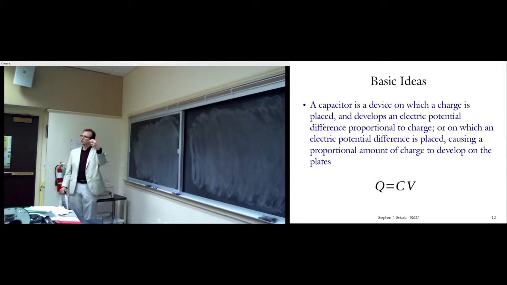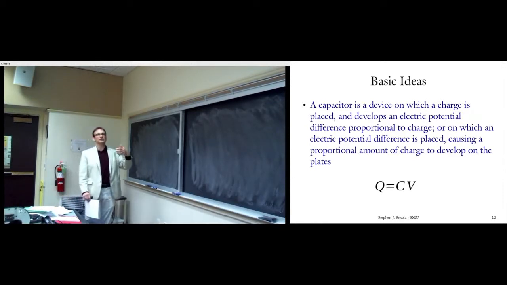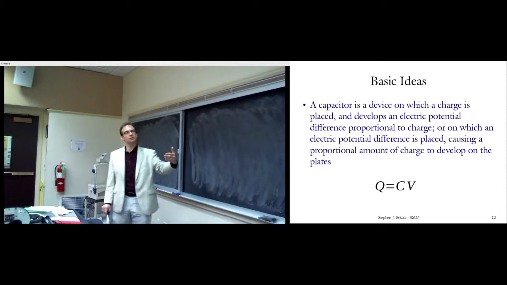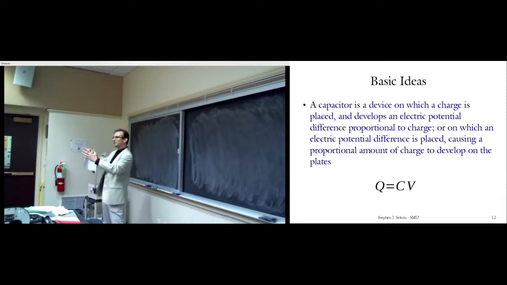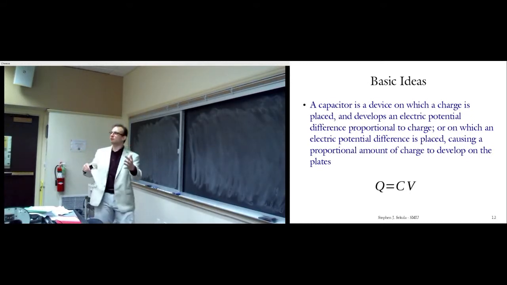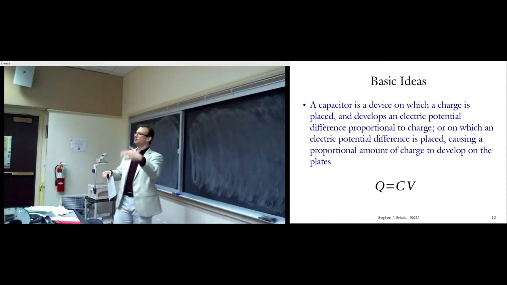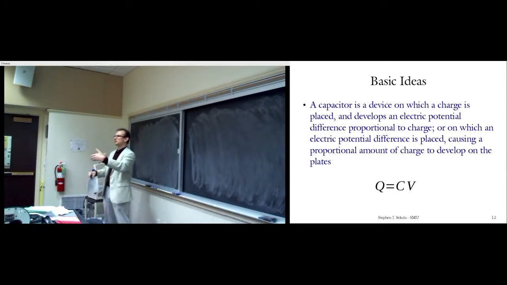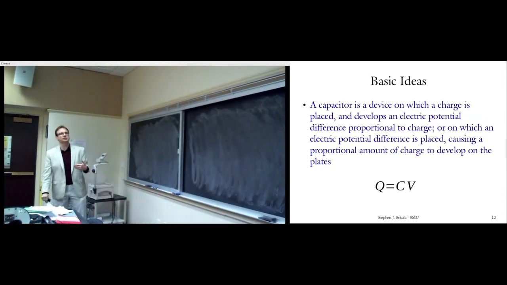Okay, so again, quiz question 1 was meant to emphasize this. A capacitor is a device on which a charge is placed. In response to placing that charge and having it separated by some distance from the positive to the negative, it develops an electric potential difference. So there's an electric field between the positive charge and the negative charge, and thus there is an electric potential difference.